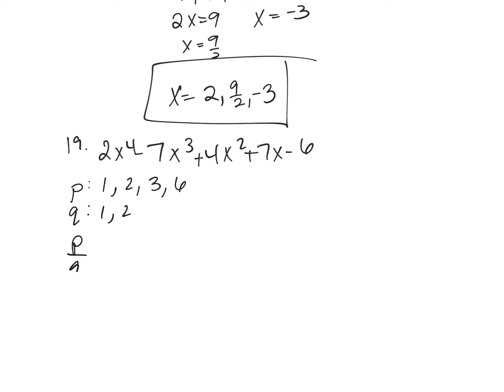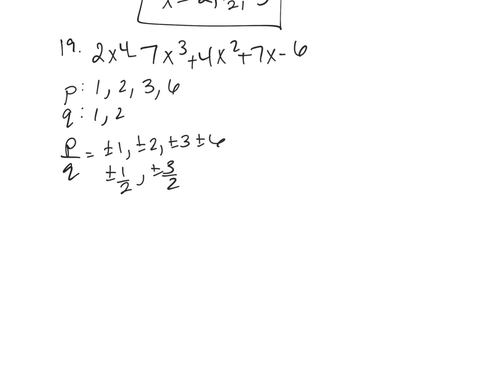that's just Siri. So plus or minus 1, plus or minus 2, plus or minus 3, plus or minus 6, and then plus or minus 1 half, and plus or minus 3 halves. Right? Those are my possibilities, all the combinations. So if I said, is 4/3 a possibility? No. Would 3/4 be a possibility? No. Would 5 be possible? No. Okay. Only ones that are even remotely close to working are the ones on this list.